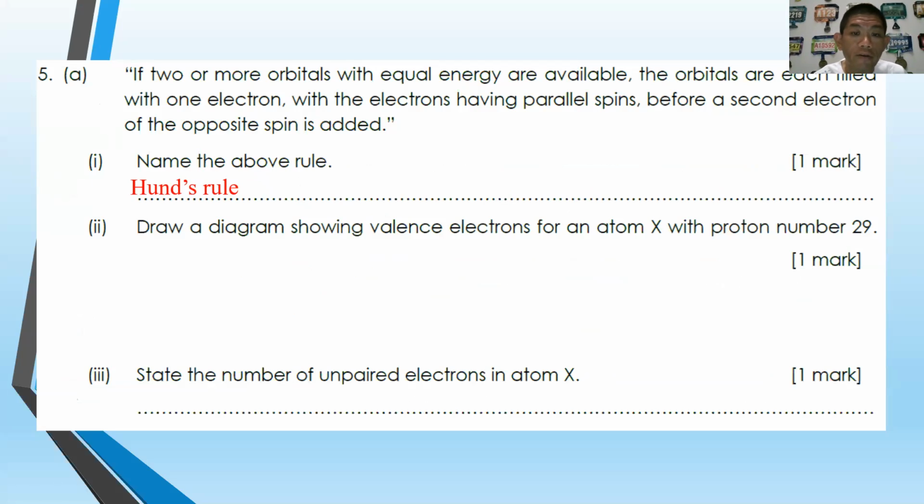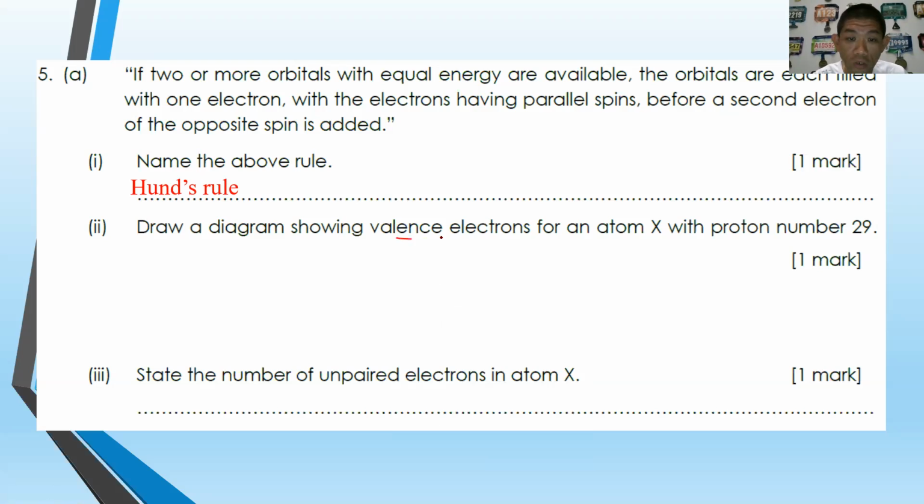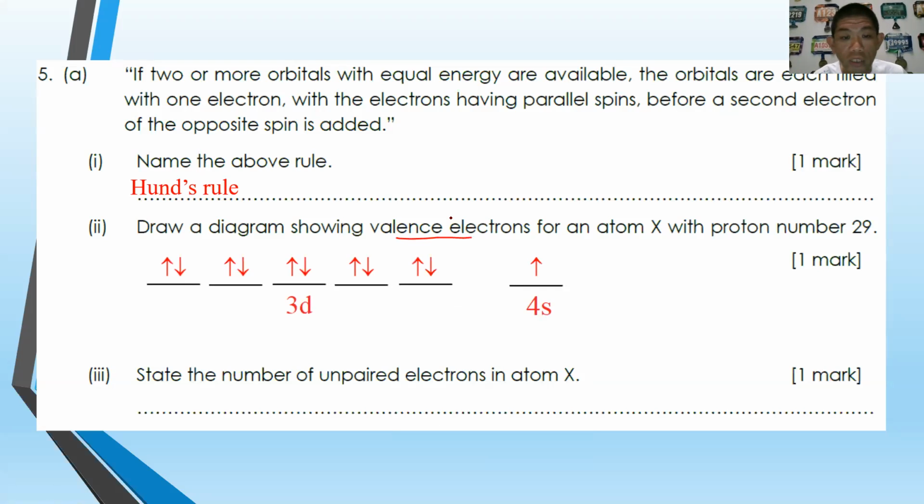Number 2, draw a diagram showing the valence electron of an atom X with proton number 29. Because there is only one valence electron, and if you look at the question carefully, they only want the diagram showing the valence electron. So you draw it like this: 3d10 4s1. And then number 3, state the number of unpaired electrons in atom X. The number of unpaired electrons in atom X is 1 only, because only the 4s is not paired. So there's only 1 valence electron left. Okay, so that is for number 5a.